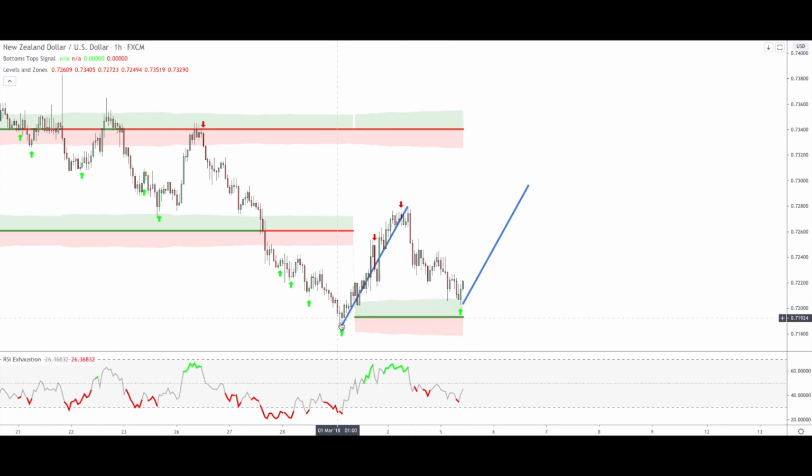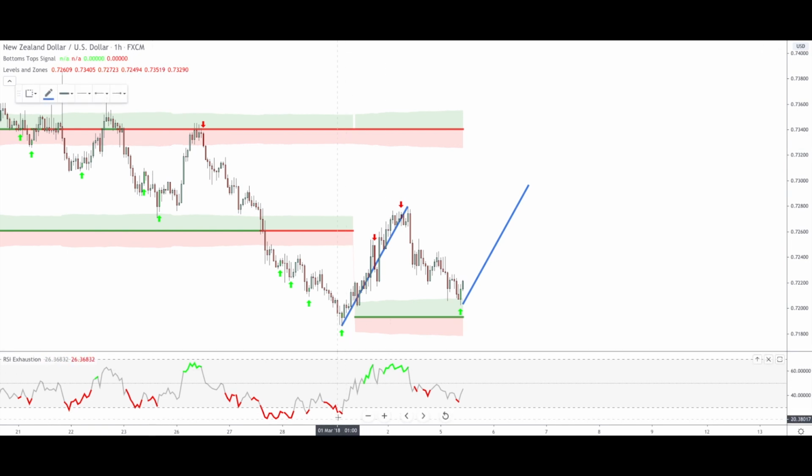And as you can see here, we got another bottom, and by the way, these bottoms are the ones that the bottom stop signal gives us. Okay, these are bottoms, these are tops. So the second bottom must be higher than the previous one, and it is.